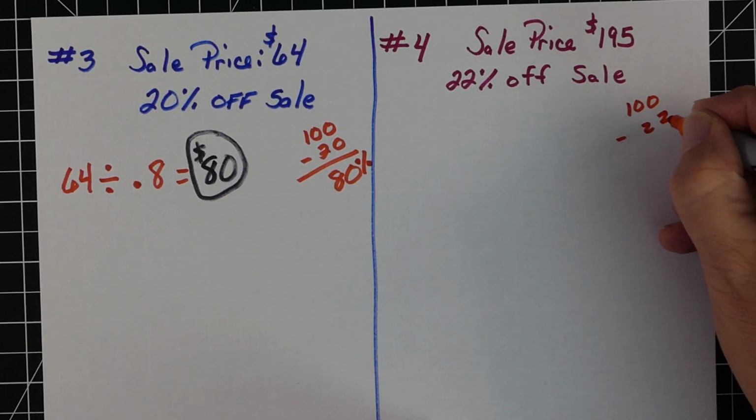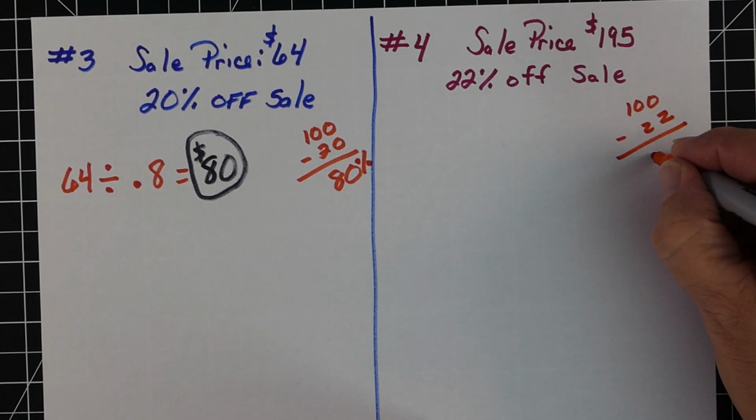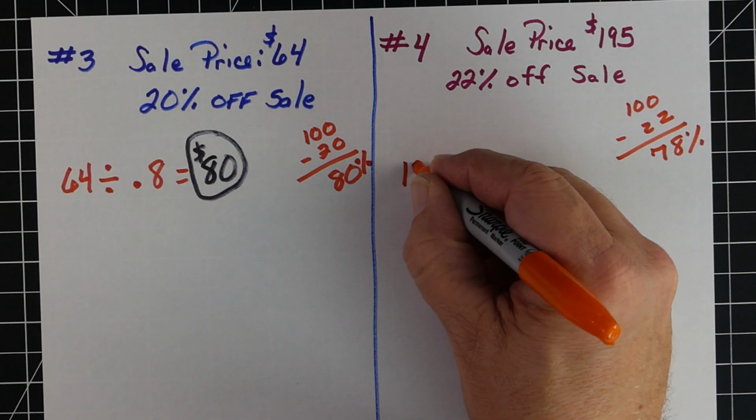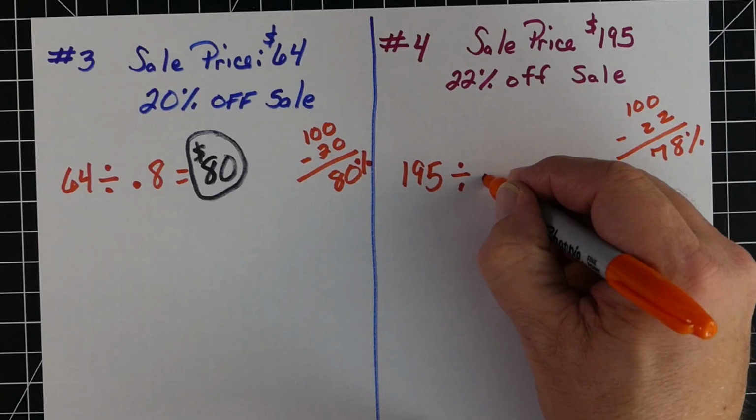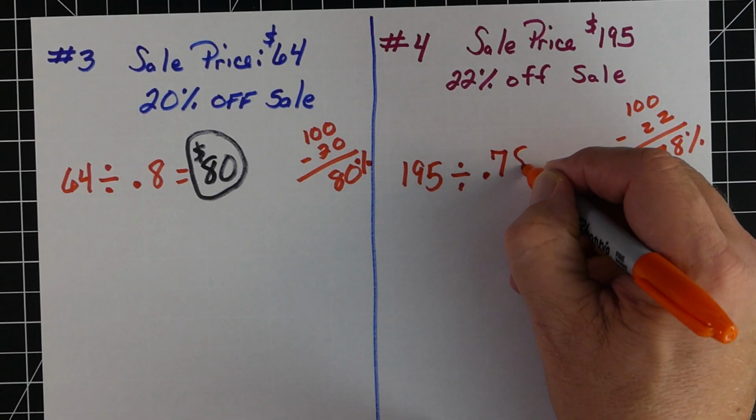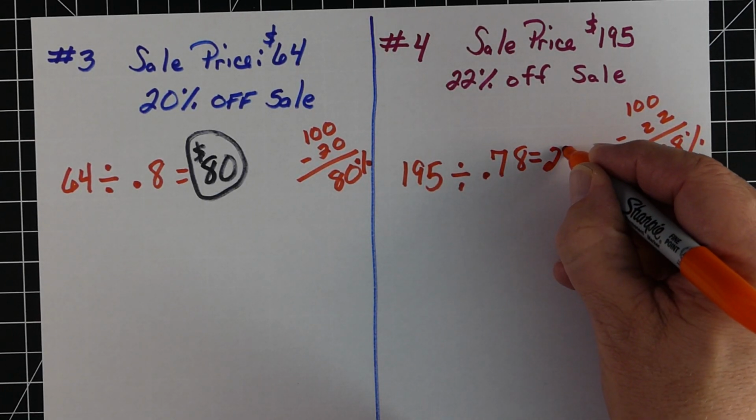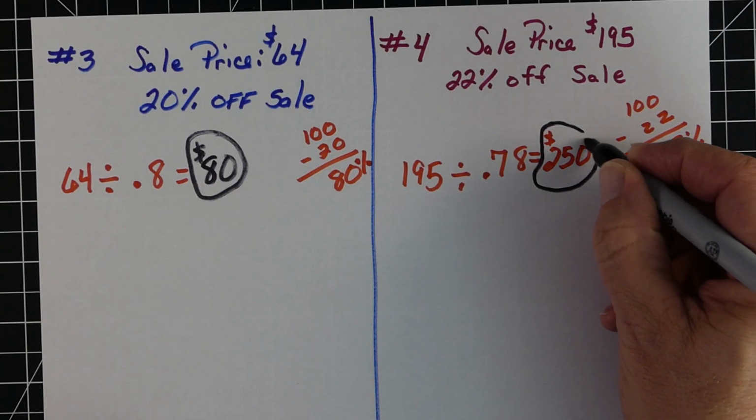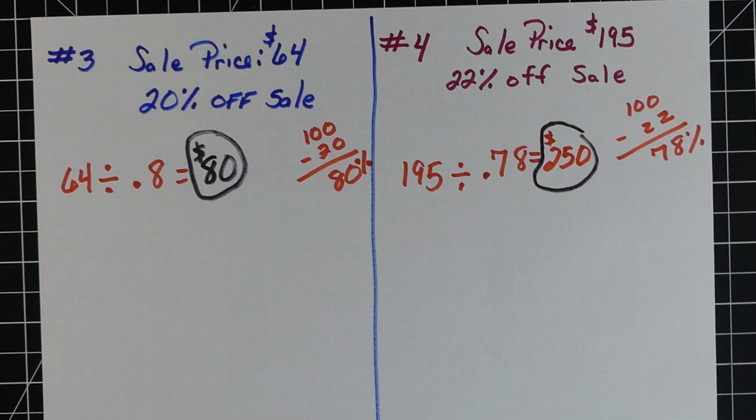And the same on this right side, on question number 4. It's a 22% sale, so I take 100 minus 22 and get 78. So I take the sale price, the $195, I divide it by the 78%, which is the percent I have to pay for, and when I do that, we end up getting $250. So that was the original price.